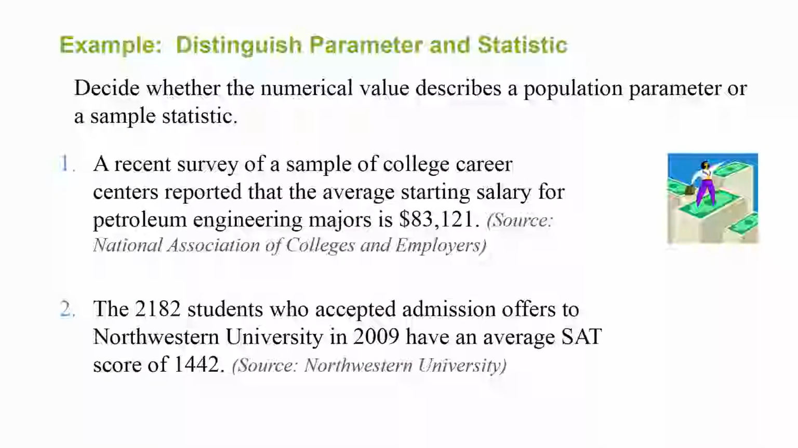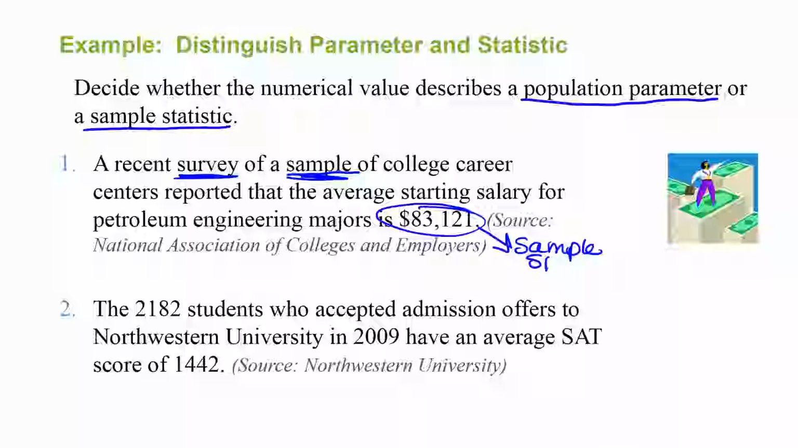Now we want to use what we've learned about population parameters and sample statistics and apply it to some specific examples. So in number 1, we've got that a recent survey of a sample of college career centers reported the average salary for petroleum engineers at $83,121. So since it's got this word sample and the survey also implies we're talking about a sample, that means we are talking about a sample statistic, right? Because that doesn't apply to all petroleum engineers, just the ones in our sample.